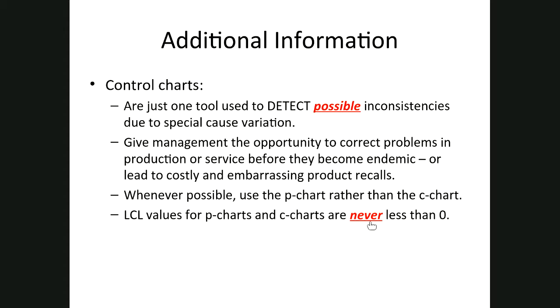And then lastly, the lower control limit values for these P charts and C charts are never less than 0. So there may be a case where the actual computation for the lower control limit goes below 0, but because you'll never have a proportion where you're counting things less than 0, you can't count negative outcomes for either the P chart or the C chart. So therefore, the actual realization will never be less than 0.